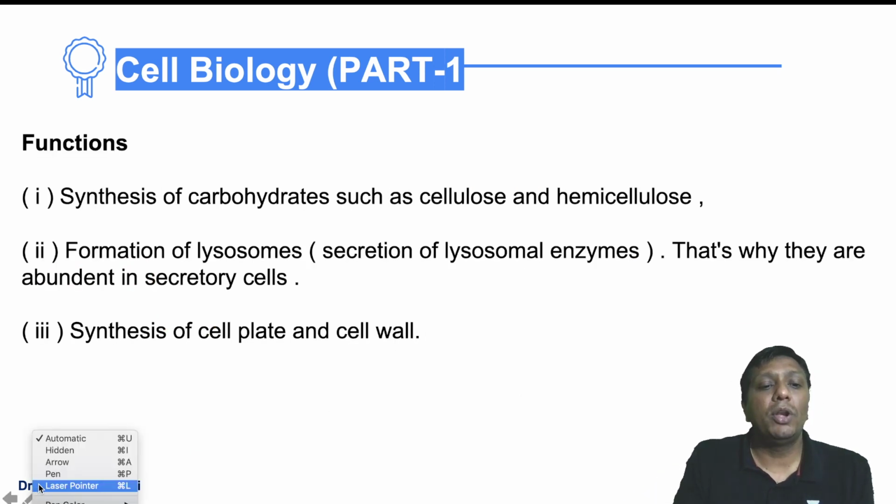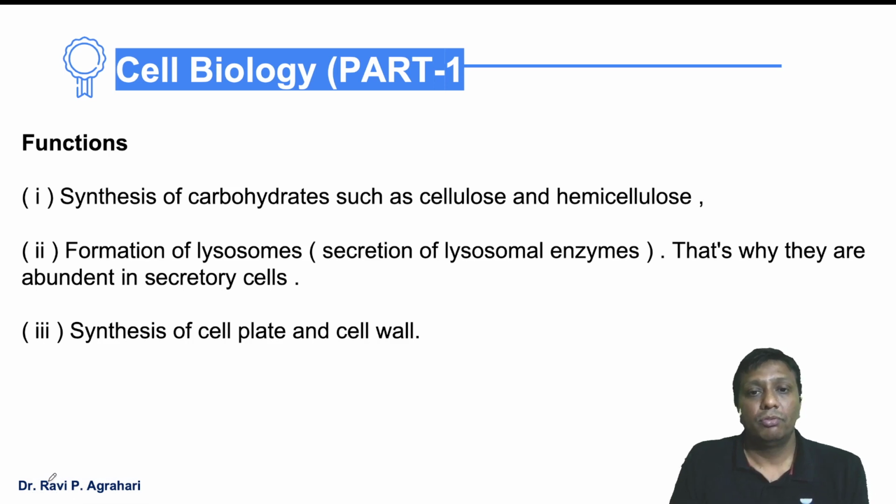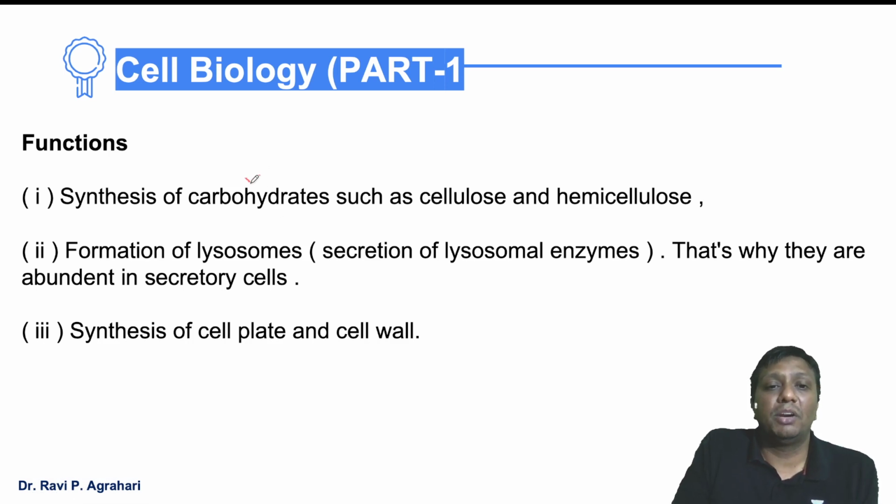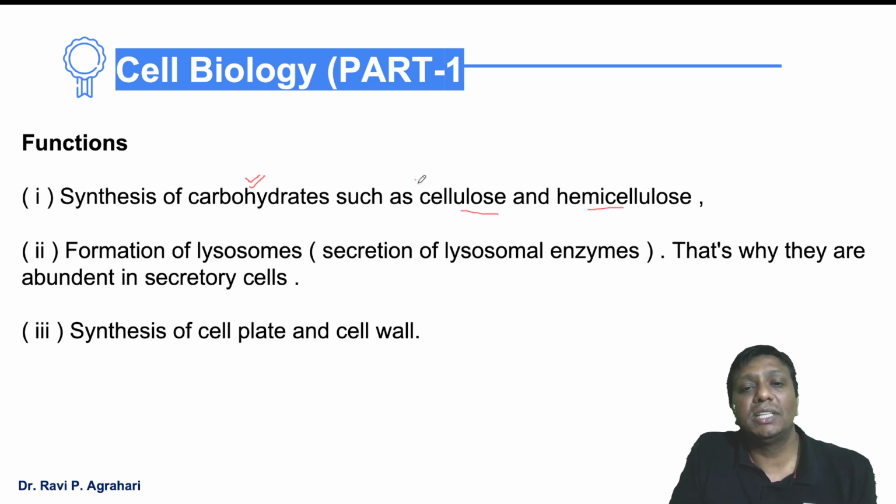But overall, if you go into the function of the Golgi complex, of course it is involved in the synthesis of carbohydrates. Which type of carbohydrate synthesis? Golgi complex is required for cellulose and hemicellulose. And where do you see cellulose and hemicellulose? You have just seen it in the case of the cell wall. It means the plant cell wall has cellulose and hemicellulose. This is also formed with the help of the Golgi complex.